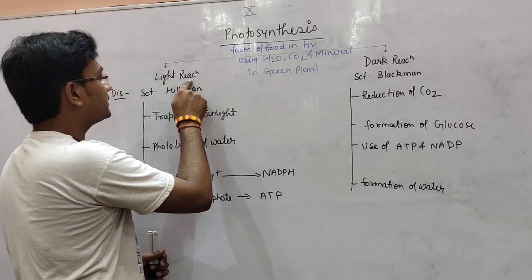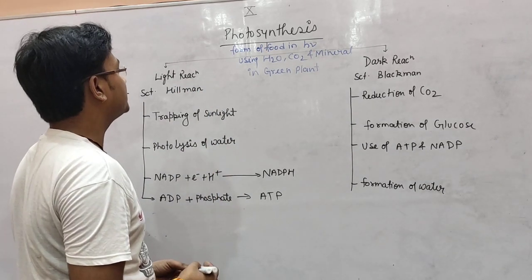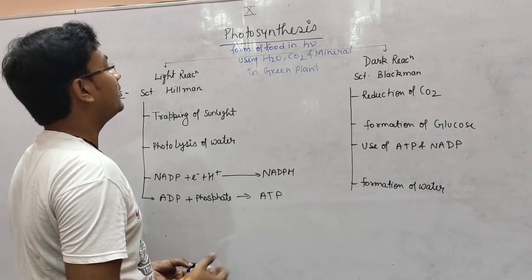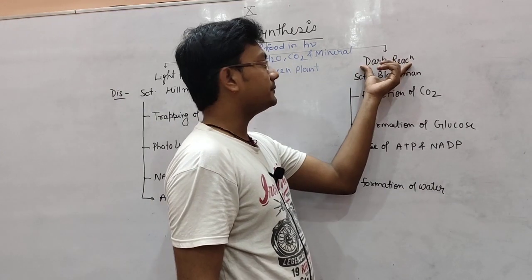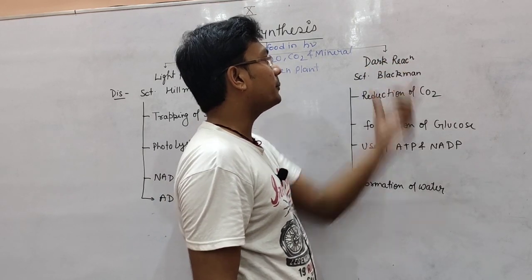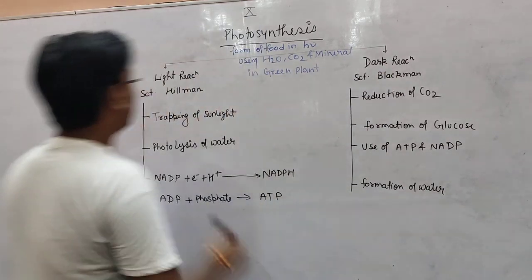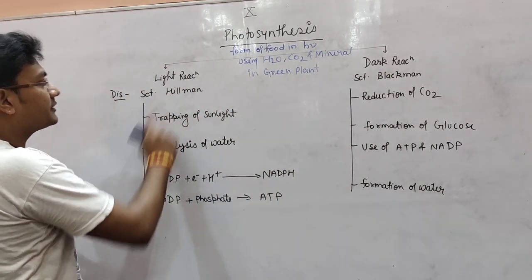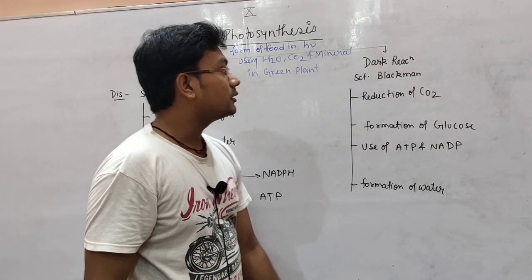Light reaction means the reaction that happens only in the presence of light, that is called light dependent reaction, and the dark reaction does not need light, or we can say it is a light independent reaction. The light reaction was discovered by scientist Hellman, and the dark reaction was discovered by scientist Blackman.